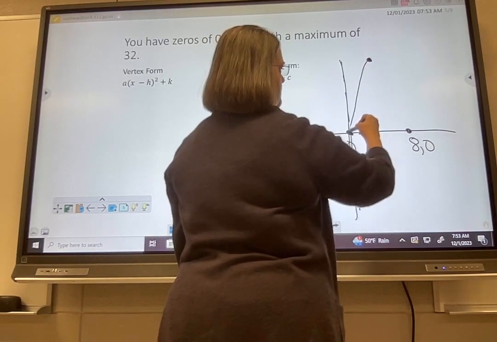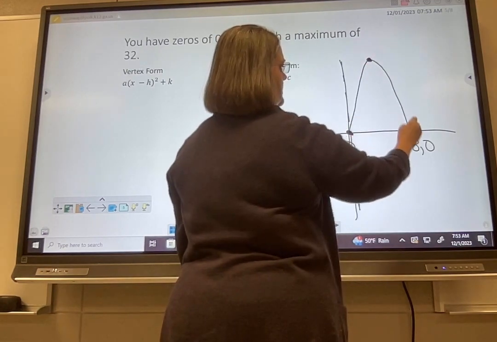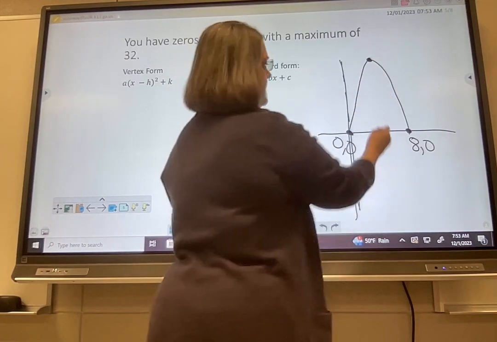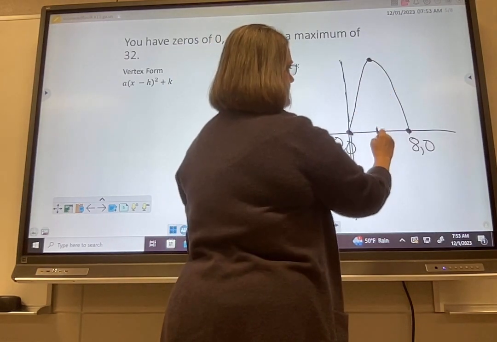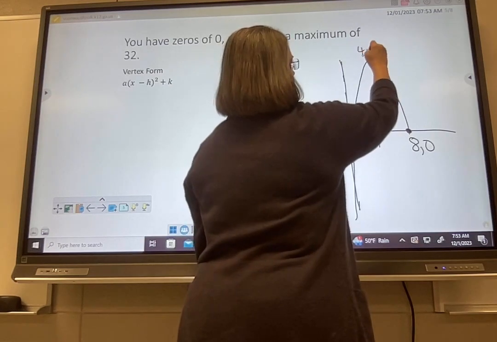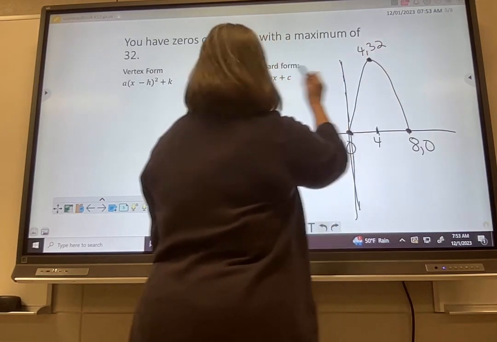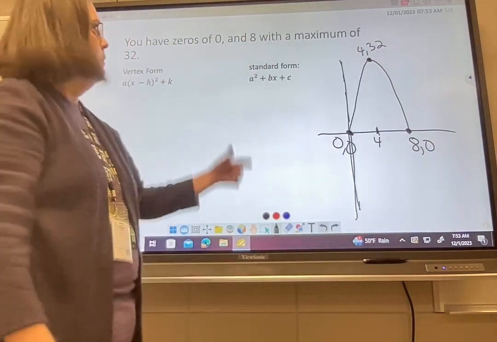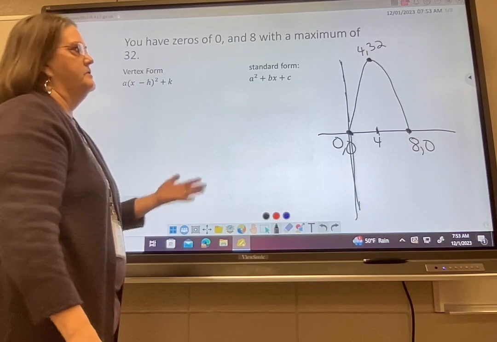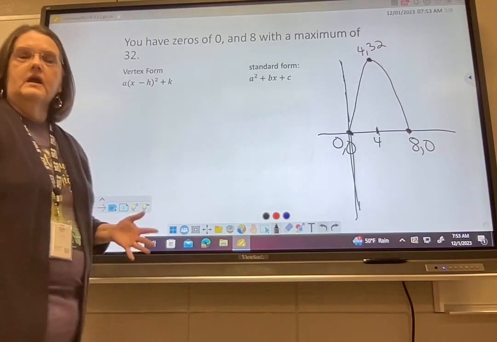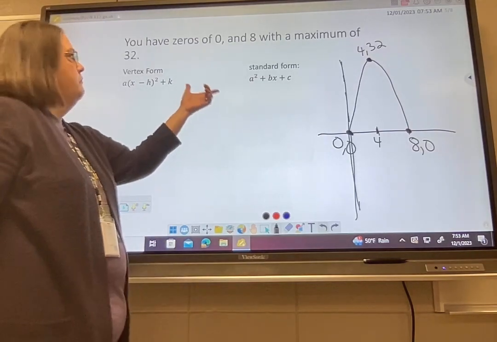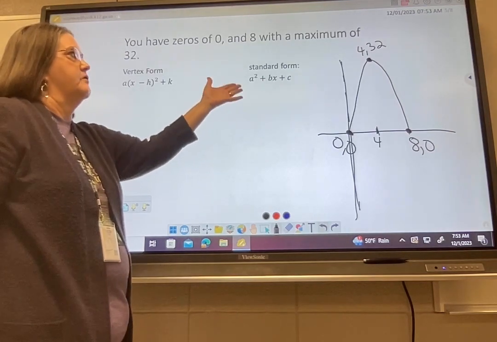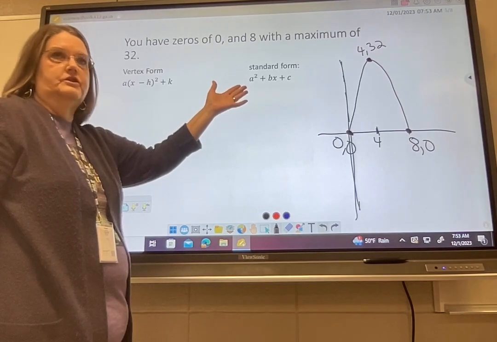So here we are, we've got this path right here. Now, remember that the vertex is smack dab in the middle. That means that this right here is 4. So this point is (4, 32). Given this information, we can find our vertex easily. We know what the vertex is, we know what our zeros are, so we can come up with two formulas: the vertex form of the quadratic equation and the standard form. We've got enough information to do that.